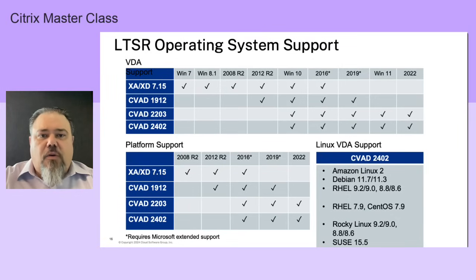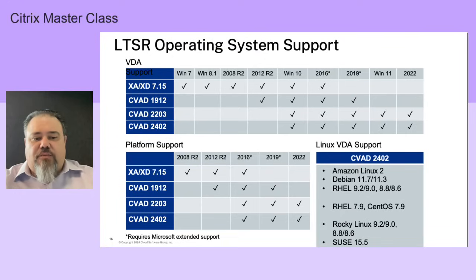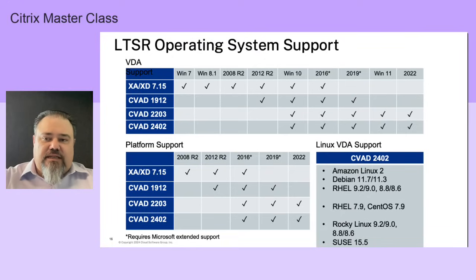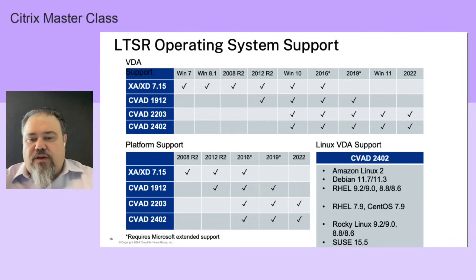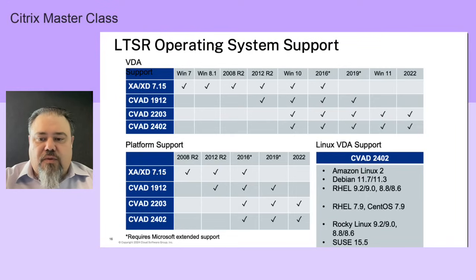In terms of OS support, I think the big one to note is with the 2402 support. We're not supporting 2012 R2, obviously, that went away in 1912, but we are maintaining support for 2016, 2019, and 2022. 2016 is end of life and requires extended support, and 2019 will be soon this year as well. So for anyone moving over, those are the OSs that we'll continue to support.